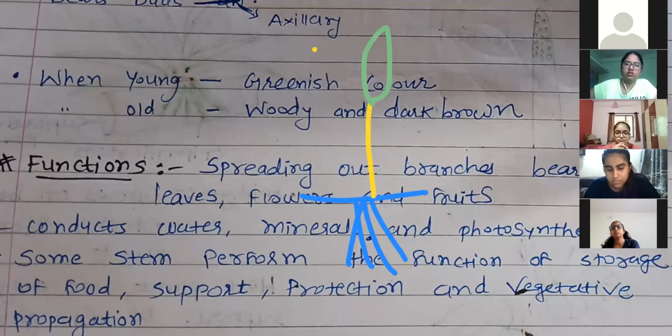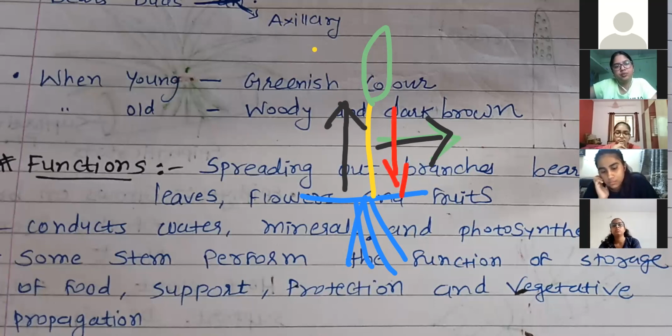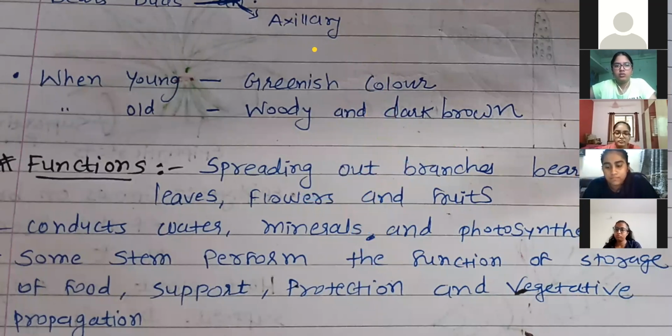So this one actually helps in conduction of water from root to leaf, and then food from leaf to root, right? So it conducts water, minerals, and the products of photosynthesis. Photosynthesis meaning what? The food which is prepared by the photosynthesis process by the leaf. That food we call the photosynthate. So root to leaf, leaf to stem, leaf to root again.